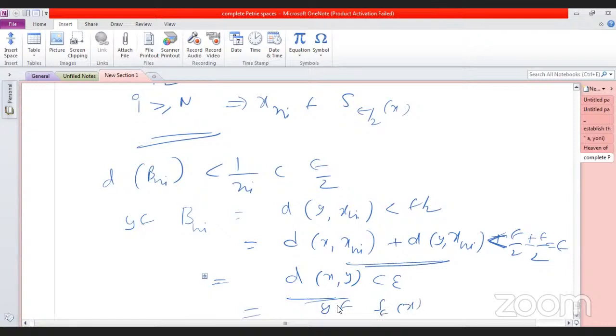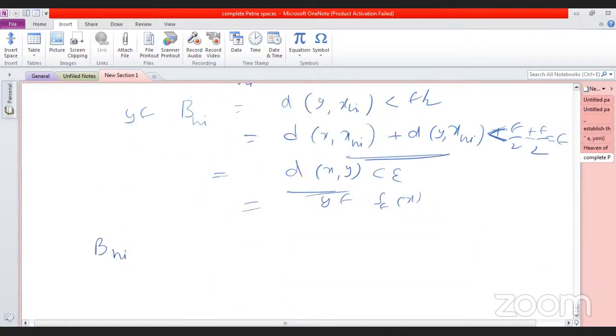Therefore B_ni is a subset of g alpha. So B_ni is not a big set. Will it be a big set or a small set? It will be a small set, sir. It is a subset of g alpha.